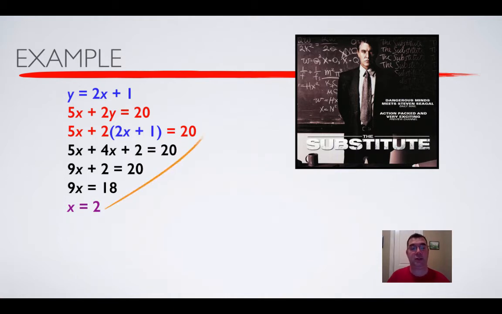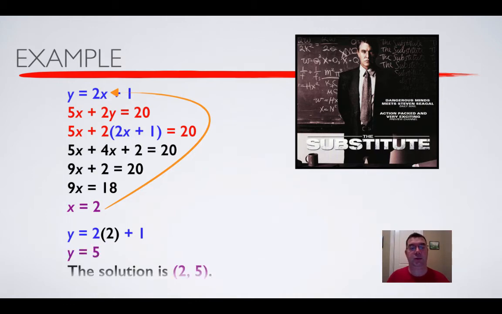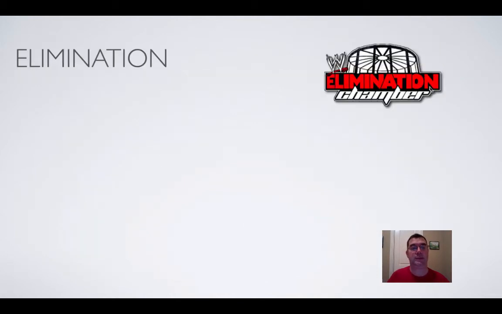So what do I do with that 2? That goes back up into my y equation that says that y equals 2x plus 1. So now I know that y equals 2 times 2 plus 1, and so y equals 5. The solution is 2 and 5. X equals 2, y equals 5. And again, I would check that to make sure I was right.